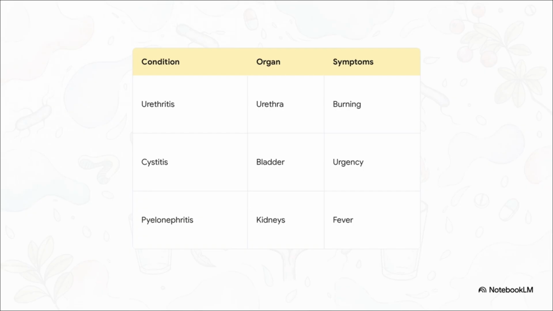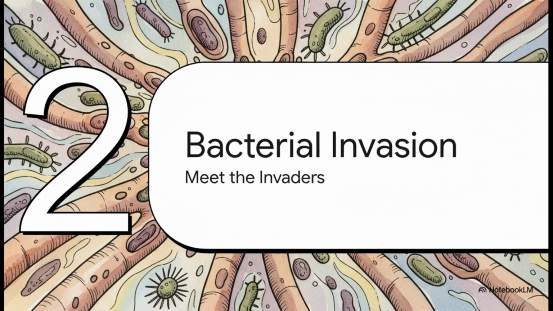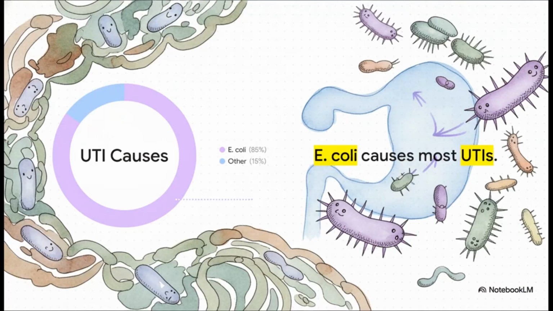Moving on to Section 2, the microscopic bacterial invasion. Meet the invaders. So you might be wondering, who exactly is causing all of this chaos? You might think UTIs are caused by a wide variety of strange external pathogens, but actually a massive 80 to 90% of cases are caused by just one single organism, Escherichia coli, or E. coli. And here's the twist. This E. coli is normally a completely harmless, helpful resident of our own intestinal tract. It is, quite literally, an inside job.